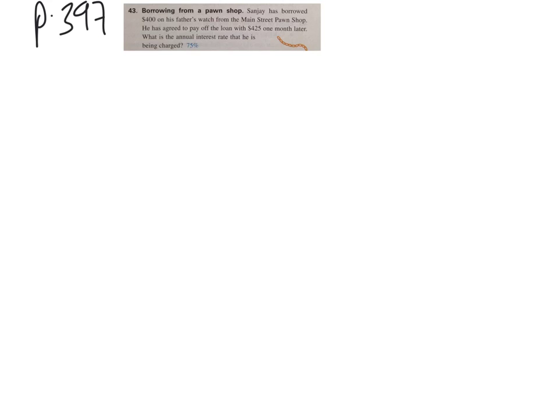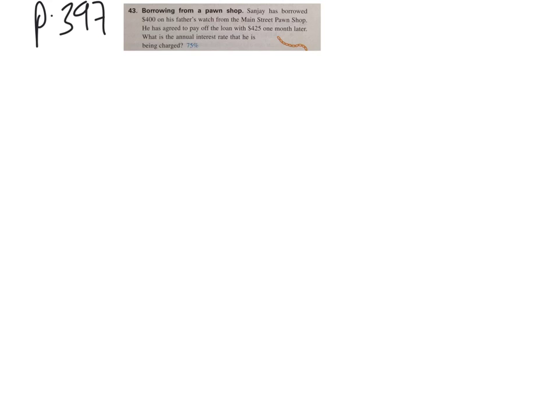Alright, last simple interest problem here on page 397, number 43. Sanjay has borrowed $400 on his father's watch from the Main Street pawn shop. He's agreed to pay off the loan with $425 1 month later. What is the annual interest rate that he is being charged?